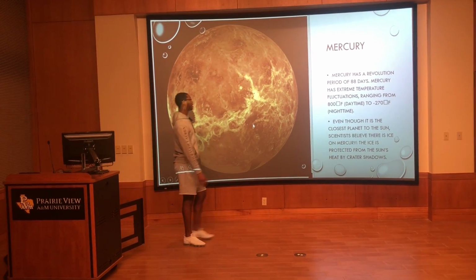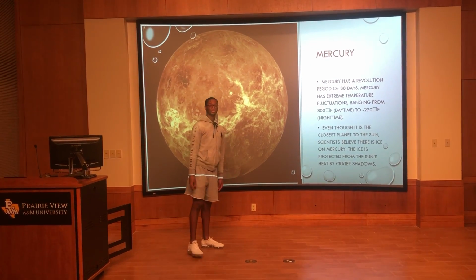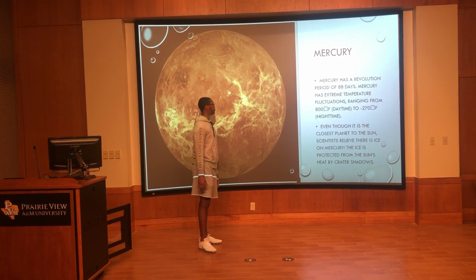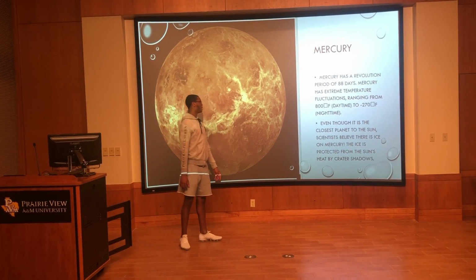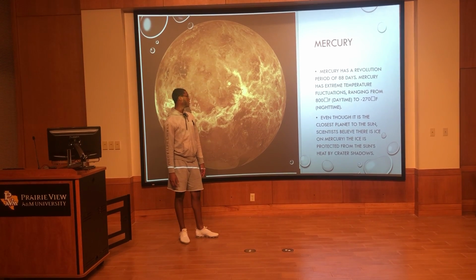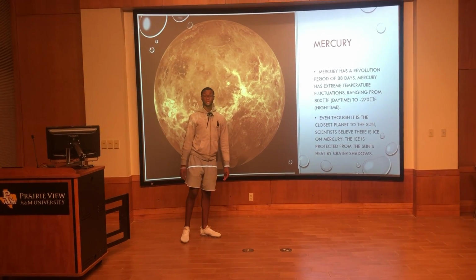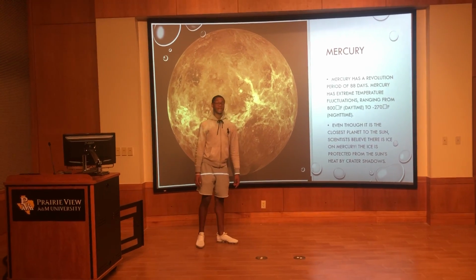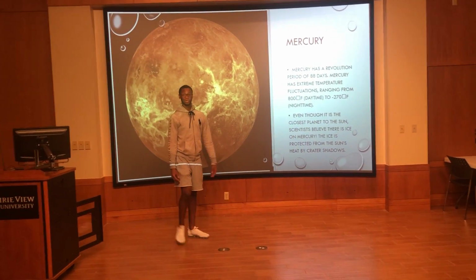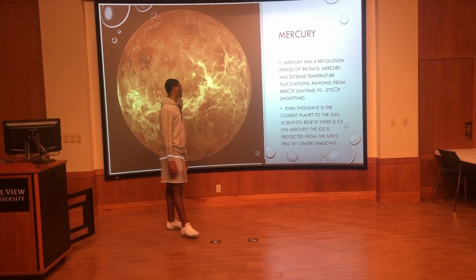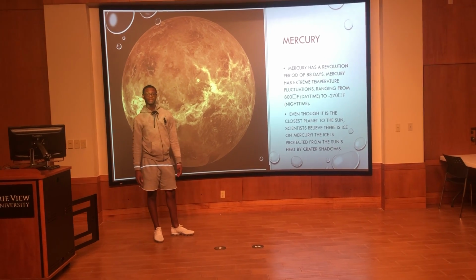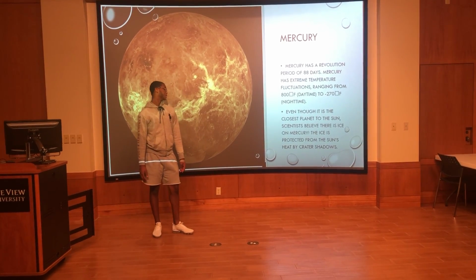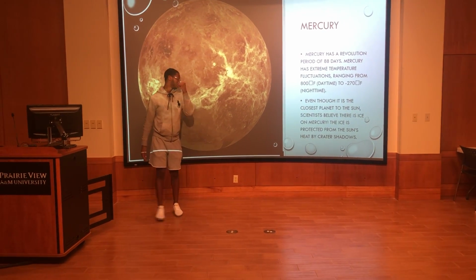Here we have our first planet. It's Mercury. As you know, Mercury has the shortest year. Its revolution has a period of 88 days. Mercury has an extreme temperature ranging from 800 degrees Fahrenheit in the daytime to negative 270 degrees Fahrenheit at night. So as you can see, it gets really cold. Even though it is the closest planet to the sun, scientists believe that there is ice on Mercury. The ice is protected from the sun's heat by crater shells.